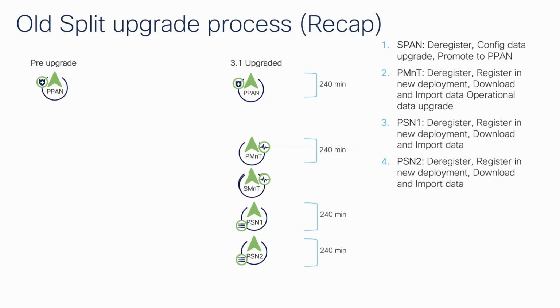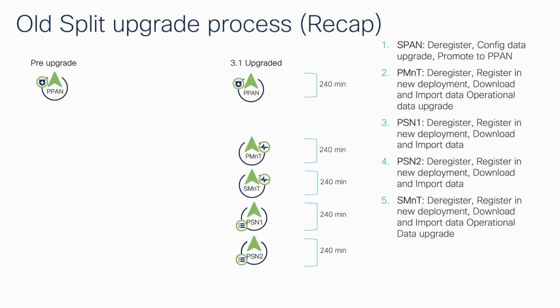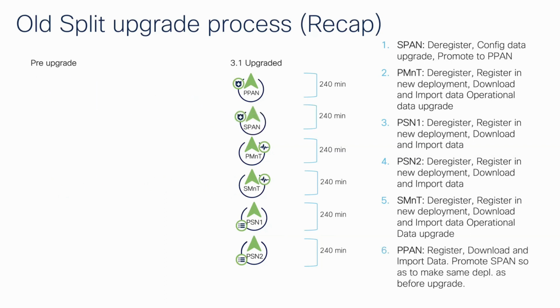Now, as part of a fifth sequence, you can upgrade your secondary MNT. And as part of your last sequence, you can upgrade your PPAN, which becomes your SPAN in the new deployment. Lastly, you might have to flip the SPAN and PPAN to become the exact persona of what you were having in the earlier deployment.